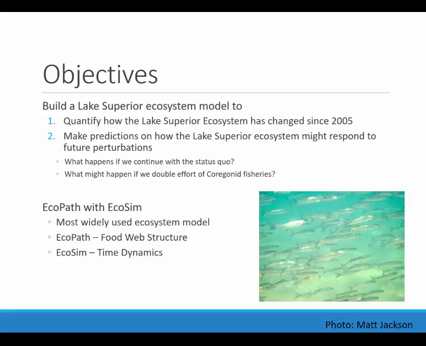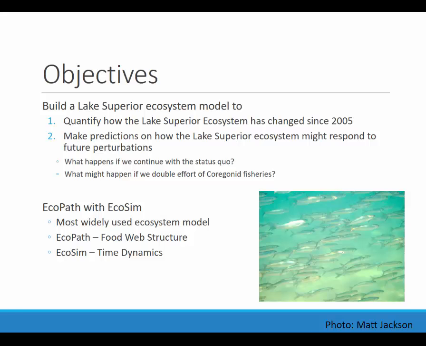So our objectives were to build a Lake Superior ecosystem model to quantify how the ecosystem has changed since 2005, and then to make predictions into the future. So what happens if we continue with the status quo, if we continue our 2016 harvest trends? What happens if we double the fishing effort? And in this case, we're going to look at what happens if we double the coregonid fishing effort.